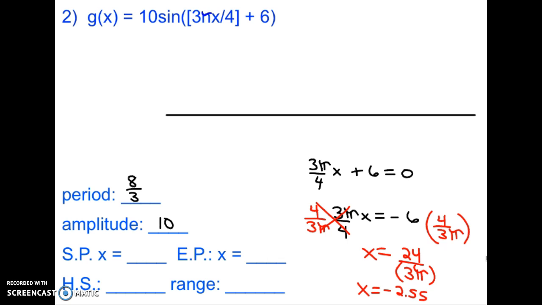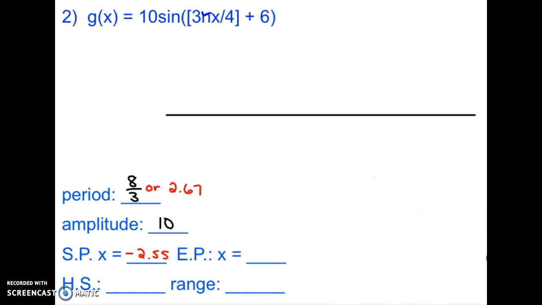Okay, so I'm going to go ahead and put that in here. My starting point is -2.55. If I round it, what you should probably go ahead and do is change this 8/3 up here to a decimal as well. So I believe that's 2.67. Once you change one thing to a decimal, you kind of got to convert everything. Okay, so that's what I have there.